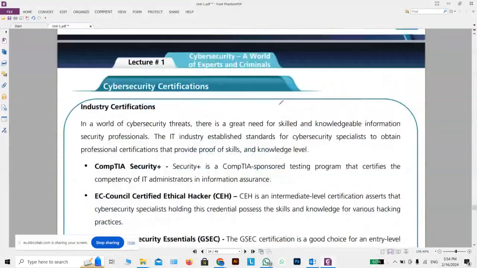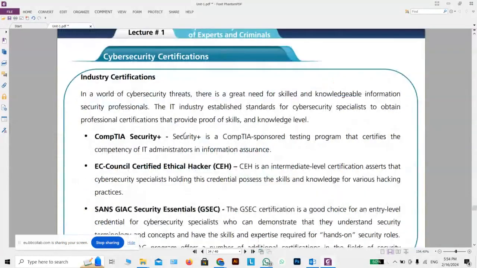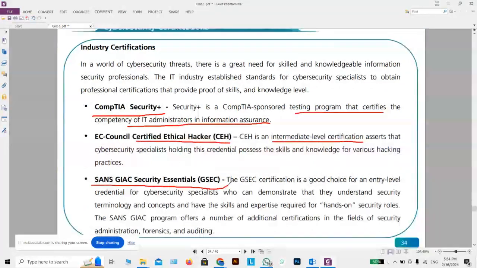Let's move. There are some other certifications that are written here. CompTIA Security Plus is considered an initial level certification for cybersecurity information. Okay, so it is a testing program that certifies the competency of IT administrative information assurance. And we have also CEH, Certified Ethical Hacker. It's also an intermediate level certification. And SANS GISF, Security Essentials. So it is also an entry level recommendation for a cybersecurity specialist.